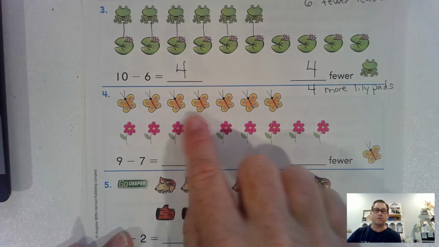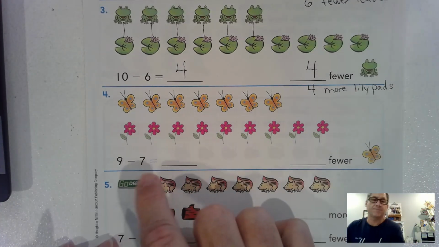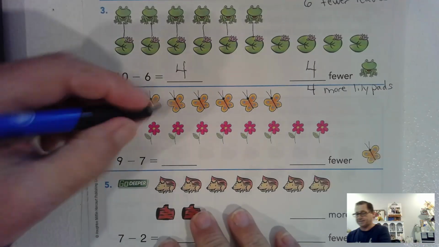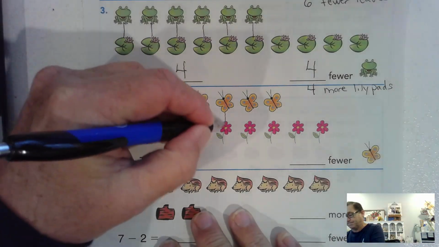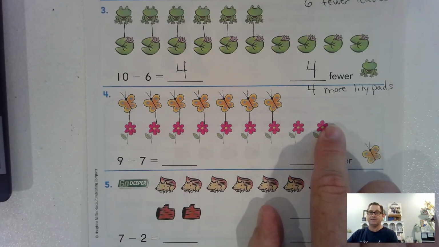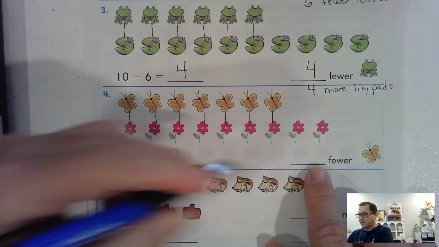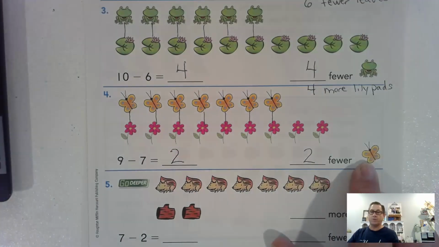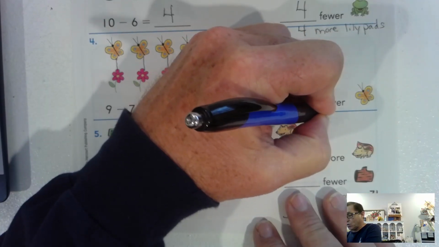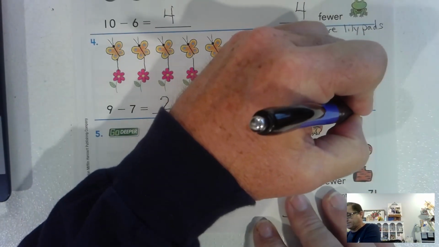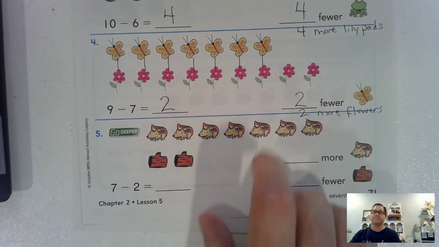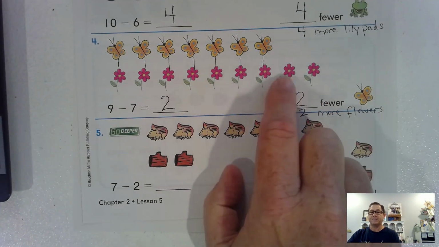Okay, number 4, we're comparing butterflies and flowers. It says we have 9 flowers and 7 butterflies. 9 take away 7 is 2. So we have 2 fewer butterflies. The other way we could say it is 2 more flowers, right? Aren't there 2 more flowers than butterflies? Or 2 fewer butterflies than flowers?